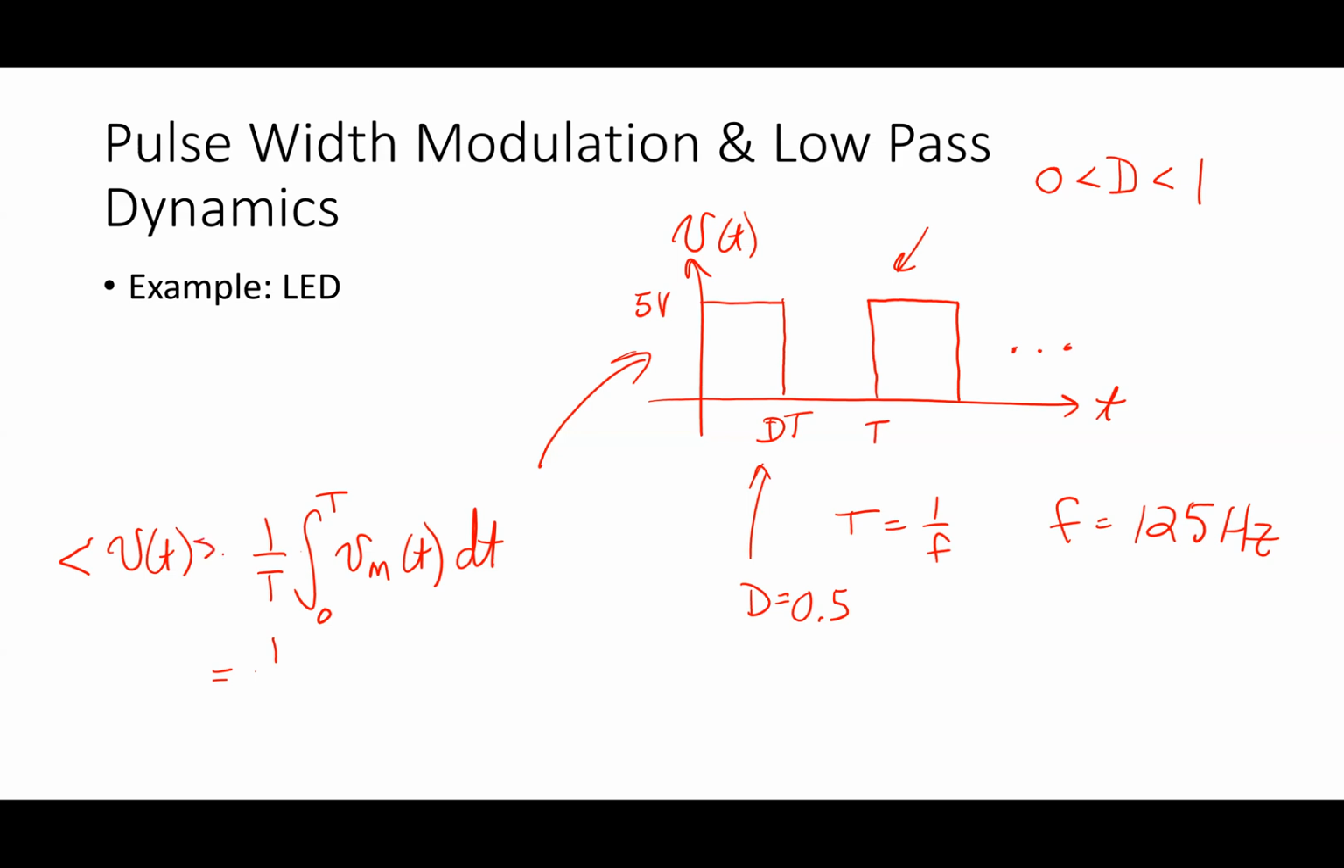The average value, let me say it this way. The way I write average is like that, with brackets like that. And I should call that V of t. That's the way I should really write that. The average value is 1 over T times whatever that integral is. So what's the area under that curve?